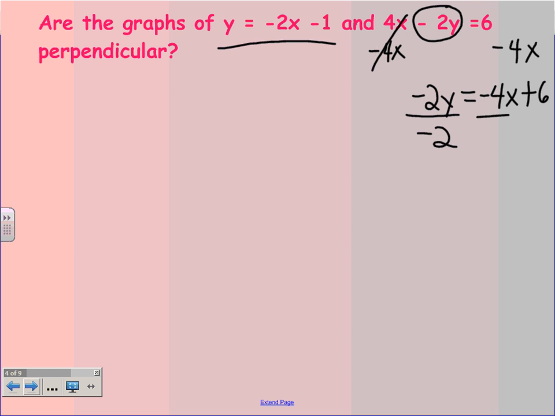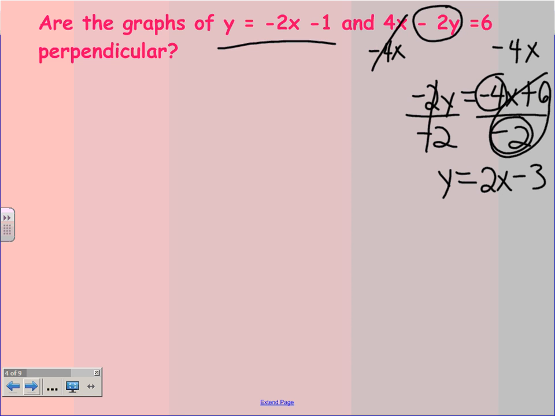Now I just want to divide through by -2, the coefficient, to get y by itself. -4 divided by -2 gives me +2x, and 6 divided by -2 gives me -3. So the first thing that we do is just put it in slope-intercept form. But then I have to identify the slope. So the slope is 2.